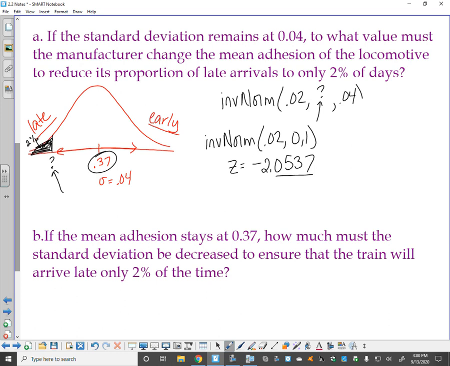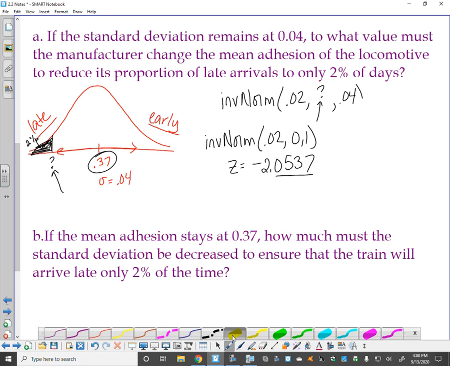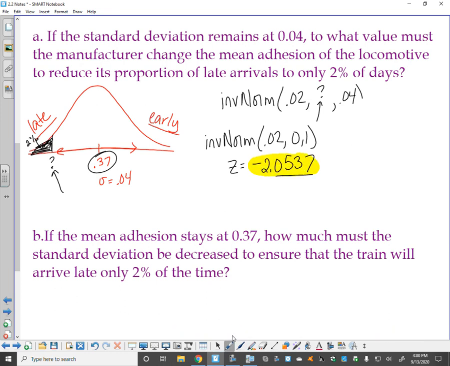Okay. Now, we haven't even made the big leap yet. Here's the thing. You have a z-score. You have a standard deviation. You also have, hold on one second. So think about a formula that relates a z-score to a mean and a standard deviation.